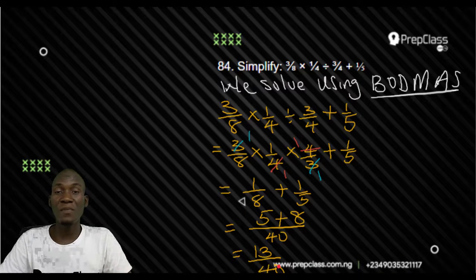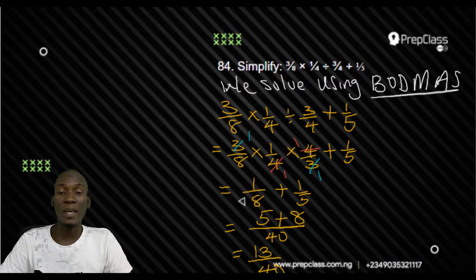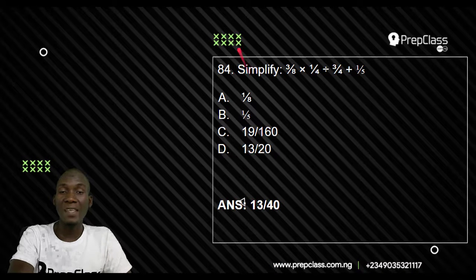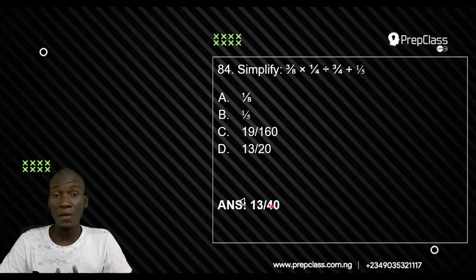So it means that simplifying 3 over 8 times 1 over 4 divided by 3 over 4 plus 1 over 5, the result is 13 over 40. So looking at the options, the answer is not in the options. So the answer for this question is 13 over 40.